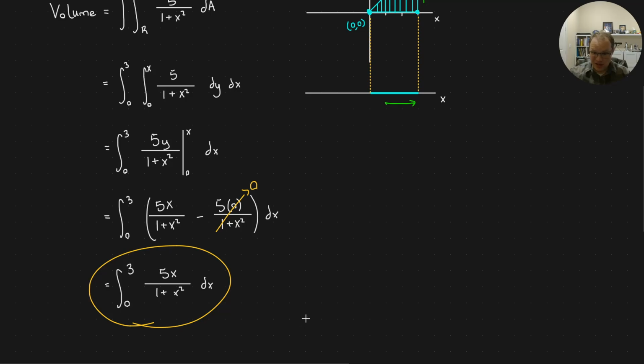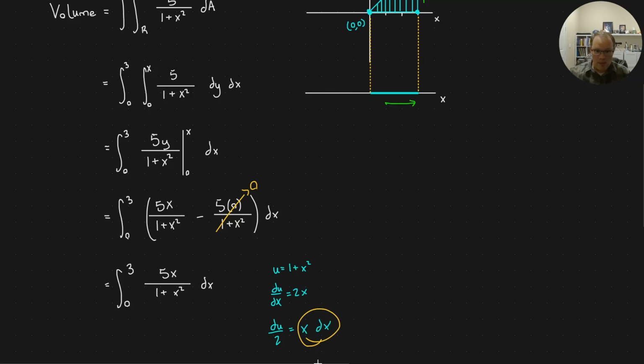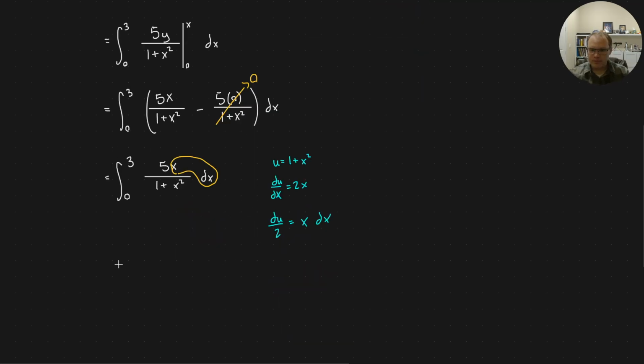This is a calculus 1 integral. Pretty simple u substitution. I'm going to let u be 1 plus x squared. The derivative of u with respect to x is 2x. Let's put all my x's on one side, and everything else on the other. So that would be du over 2 equals x dx. So I can swap out x dx with du over 2 to make this substitution work. And I have that. I have an x dx. So I still have the 5 up there. The x dx becomes du over 2.